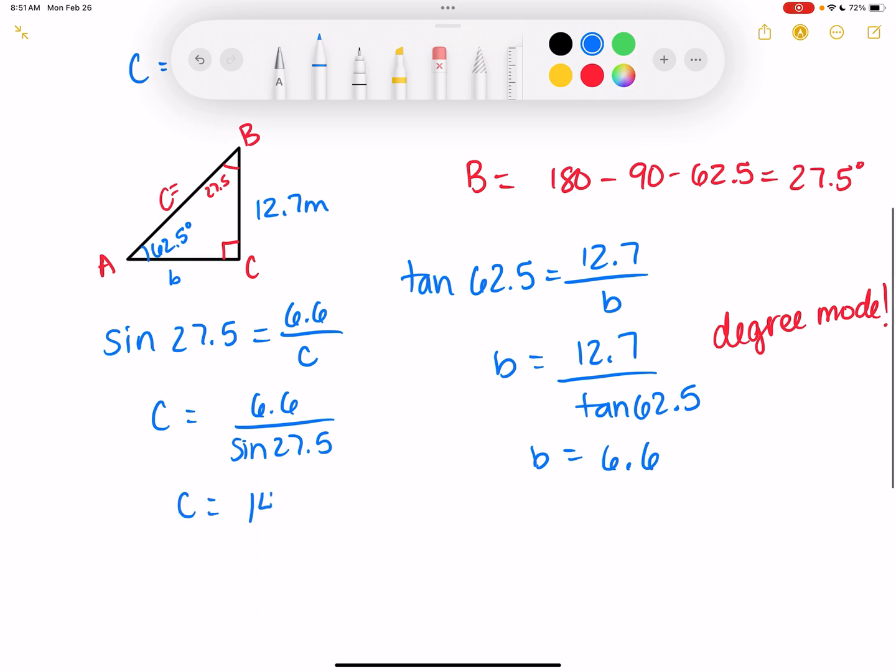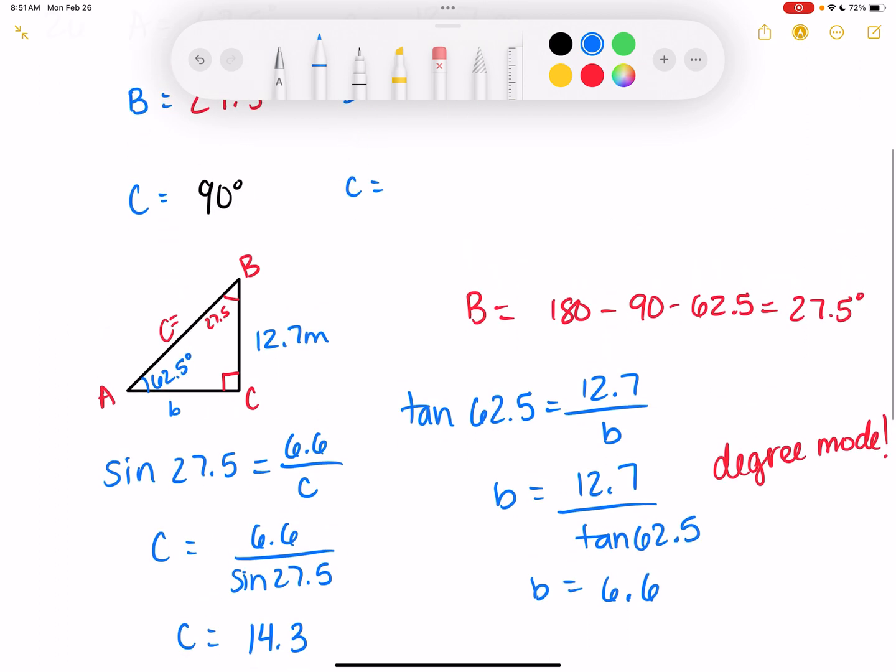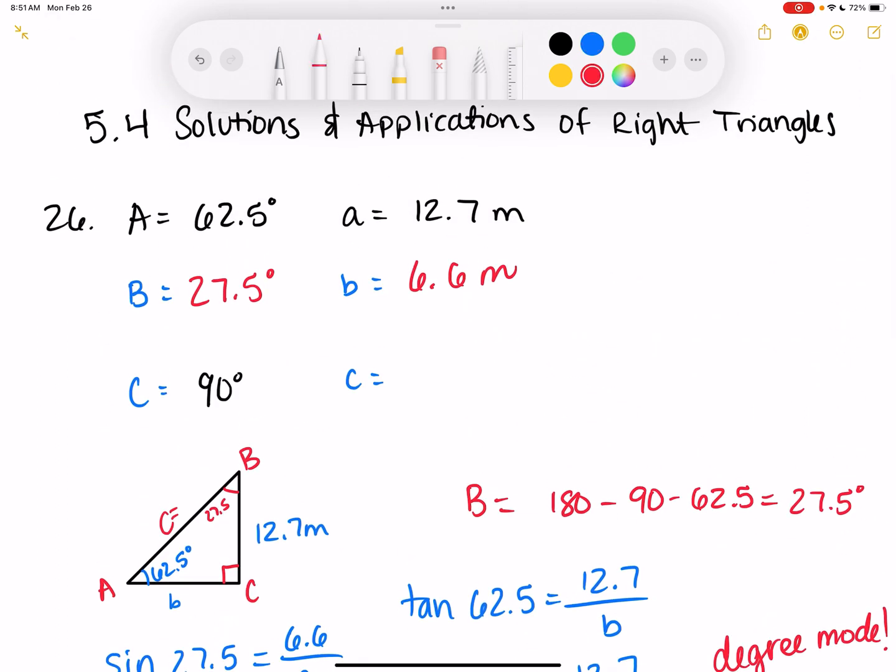So we'll call it 14.3 just because we have one decimal everywhere else. So 14.3 meters. And your triangle is now solved. So we've got a lot of different ways of solving triangles in this chapter, depending on what it's asking for. The other ones have been solving for the 6 trig functions, but these ones are solving for the triangle itself.